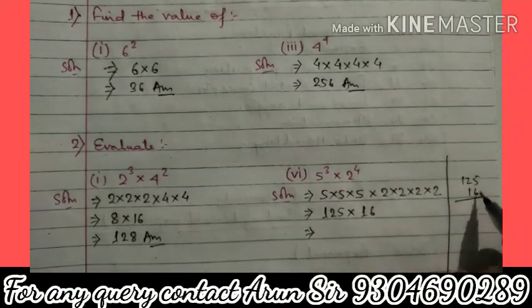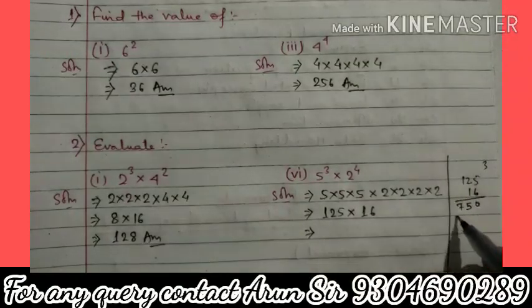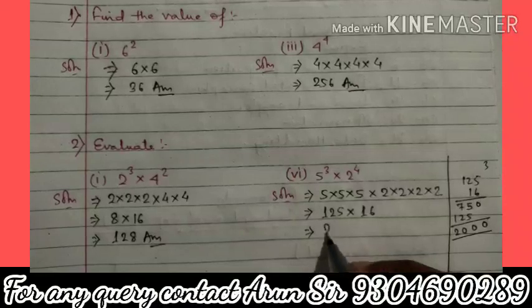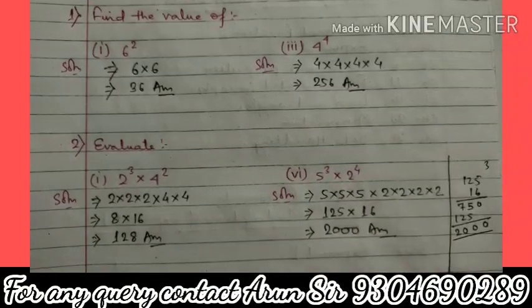125 into 16, 6 5 30, 3 6 18... 12 12, 13 14 15, 5 carry 1, 6 1 7, 125, 0 0 7 8 9 10 0, rest 1, 2000. Your answer will be 2000. This will be your answer.